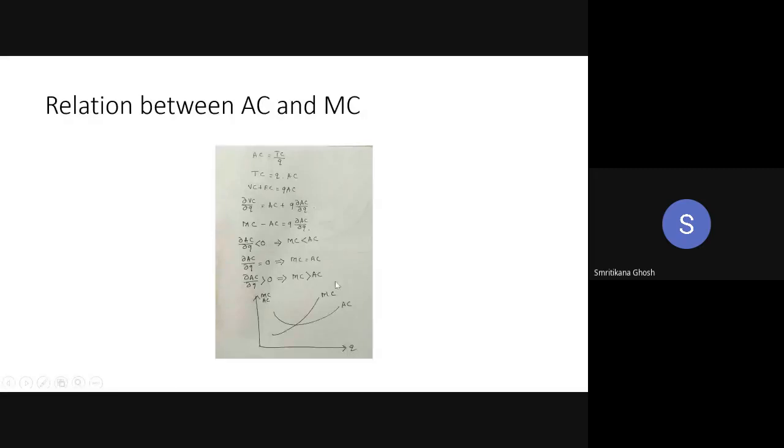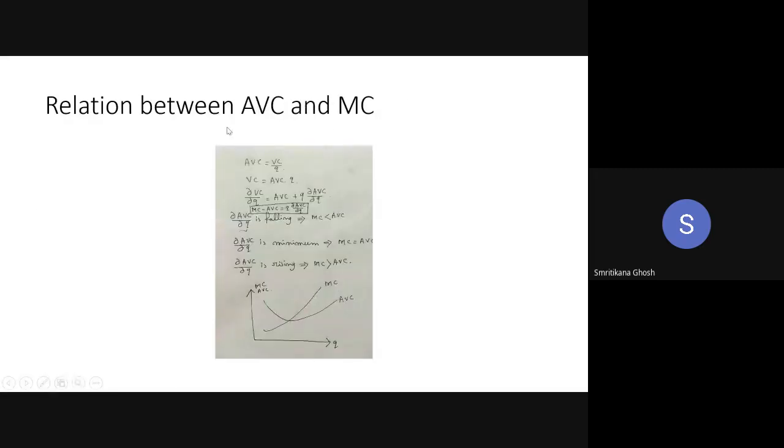The next one is the relation between AVC and MC. Again, the objective is to draw all the curves in a single diagram. Now the relation between AVC and MC. So again, your AVC is VC by Q. So VC is equal to AVC into Q. Again, I am differentiating it with respect to Q. Then it becomes MC minus AVC, and your right hand side is Q into del AVC del Q.